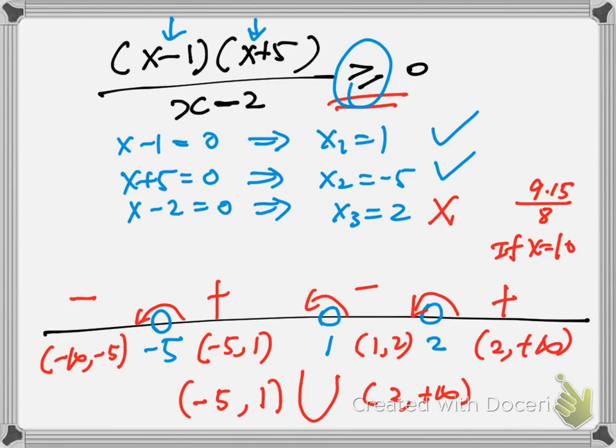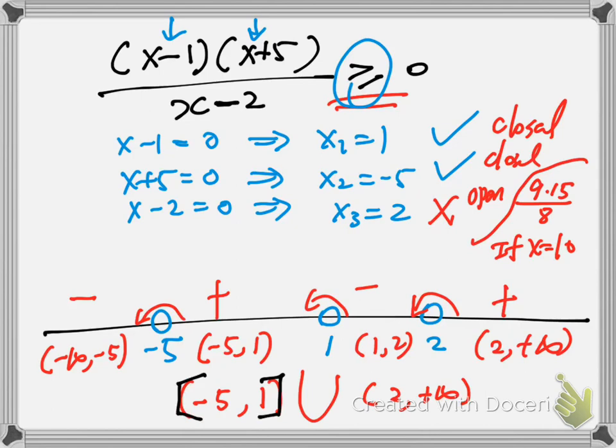Okay? So this is closed, and open. Okay, because denominator cannot be 0. Okay, so now let's put this in the answer. So 1 is closed. So change open to closed. -5 is closed, and 2 is open. So this is the answer. Okay? Yeah. So numerator closed, denominator open.